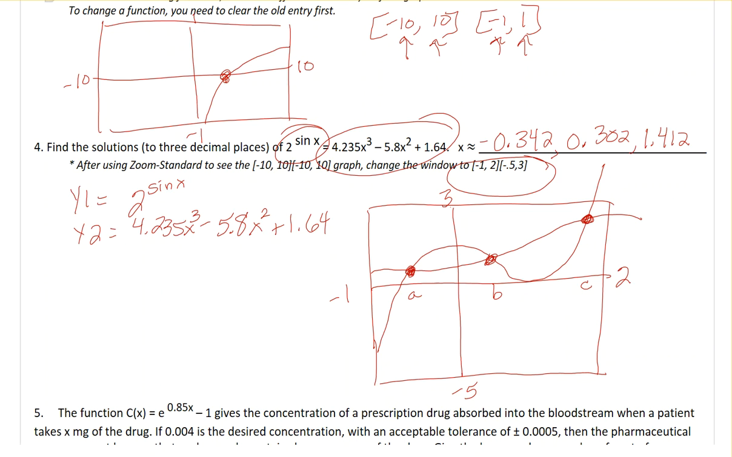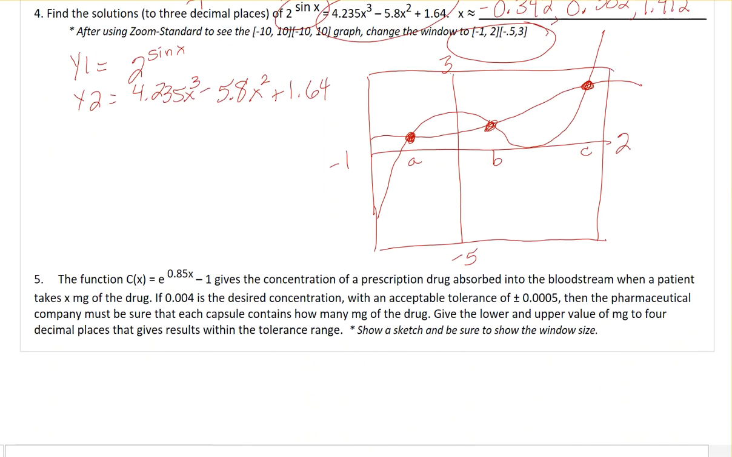All right, so I've drawn a quick sketch of my window, and notice that I've shown the min and max values for my window, and I've rounded my 3 x coordinates to at least 3 places.